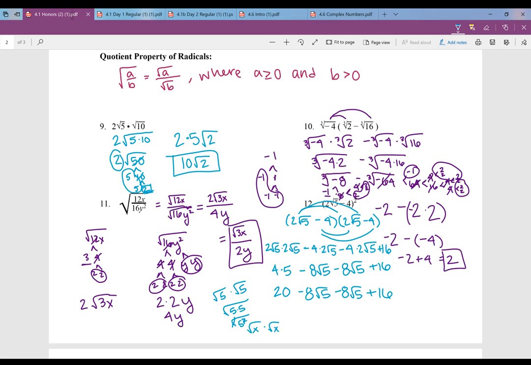So now we're going to combine like terms. So first we have 20 and 16, right? Those are like terms. So if we add those together, we'll get 36. Negative 8 root 5 minus 8 root 5 are like terms. So we're going to have minus 16 root 5. And that's our answer for number 12.